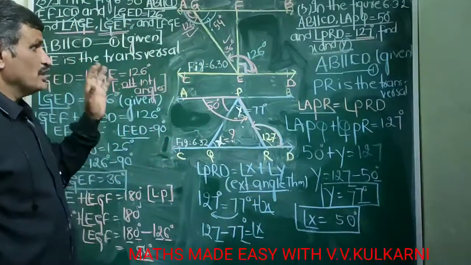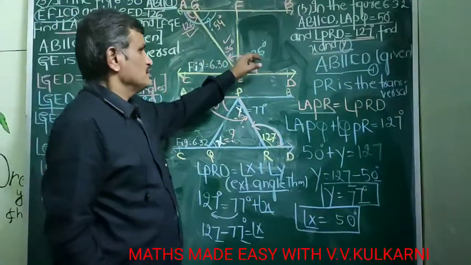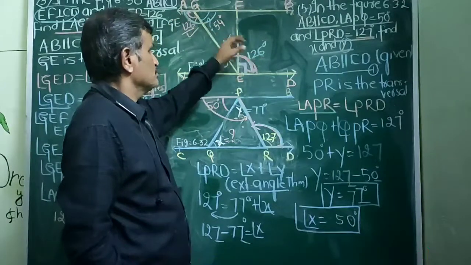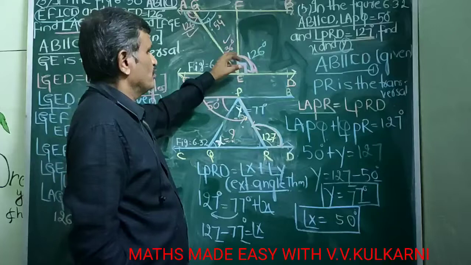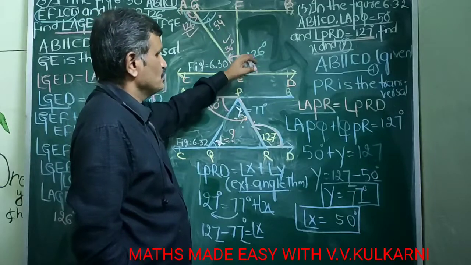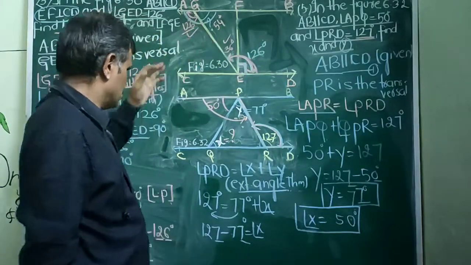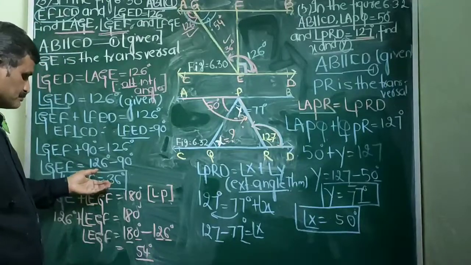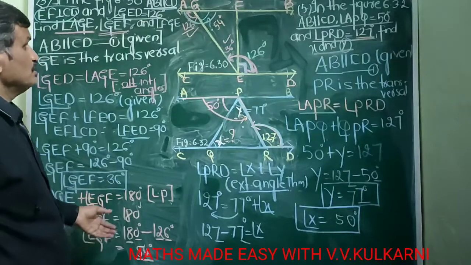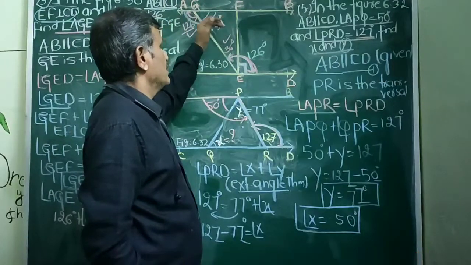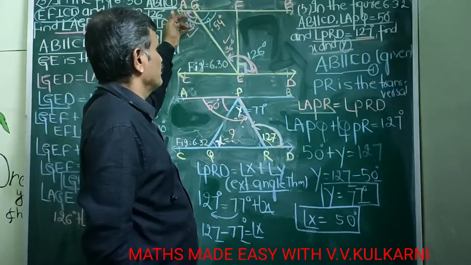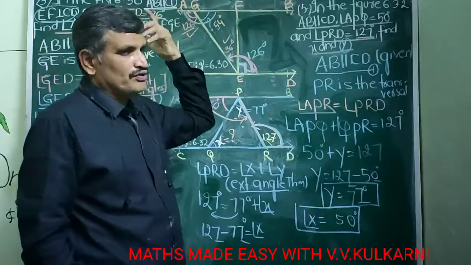At all, this problem can be solved orally also. If this is 126 and this is 126, then there is an alternate interior angle. Then if I have to find out this much, this is already 90. So 126 minus 90 is how much? 36. That I have got. Now the third one, what do I want? EGF, I want EGF. So these two are linear pairs, and if these two are linear pairs, out of which one is 126, this has to be 54.